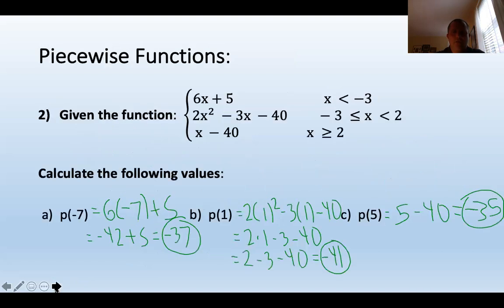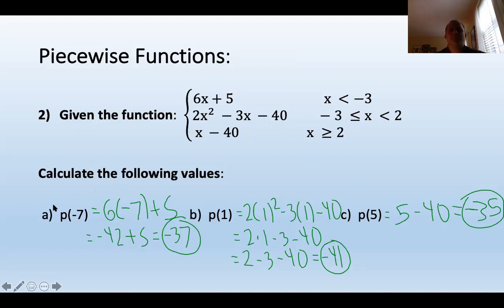Number 2 states, given the function, this is a piecewise function. The function is 6x plus 5 only when x is less than negative 3. It is 2x squared minus 3x minus 40, but only when x is greater than or equal to negative 3 or less than 2. And it is x minus 40, but only when x is greater than or equal to 2. We're going to calculate the following values.